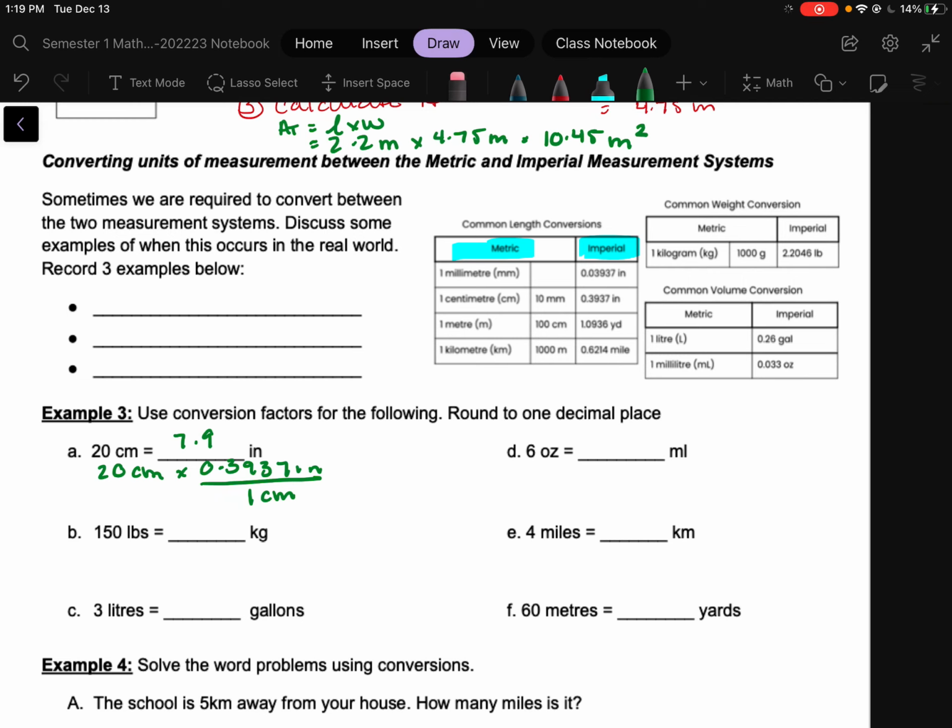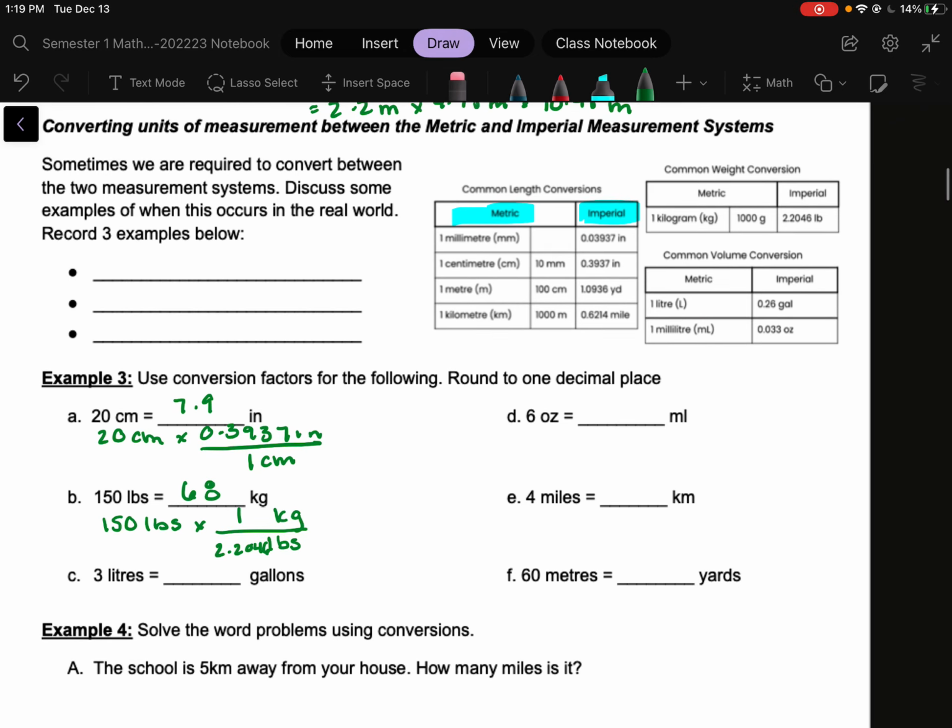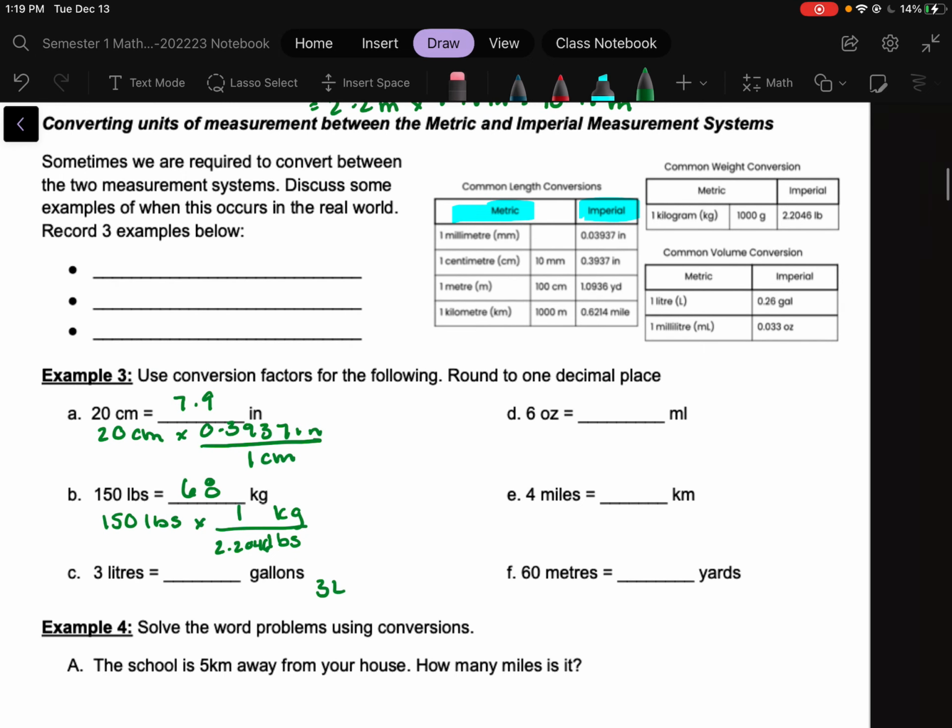And look at pounds. So we have pounds, we're trying to convert that to kilograms. So we have 150 pounds. Multiply that. Remember, whatever is the same unit, we want to cancel it out. So the pounds is going to go on the bottom and kilograms is going to go on the top. So 1 kilogram over 2.2046 pounds is going to give us 68 kilograms.